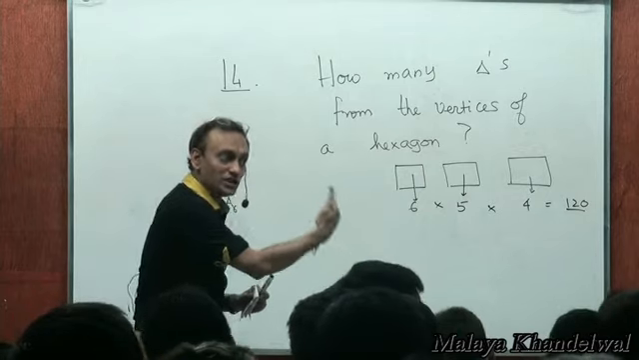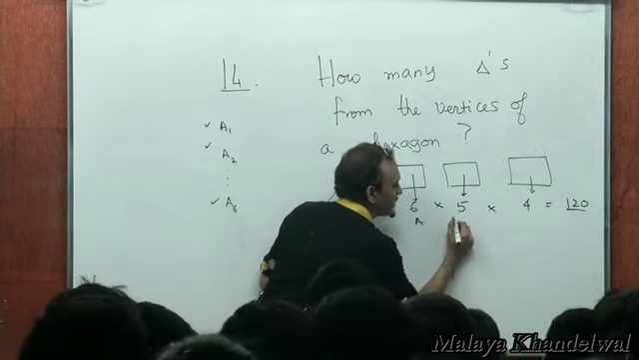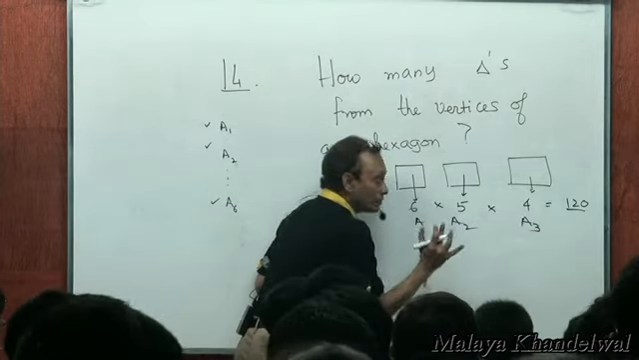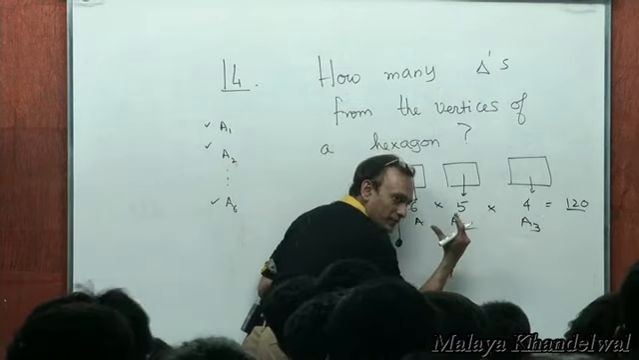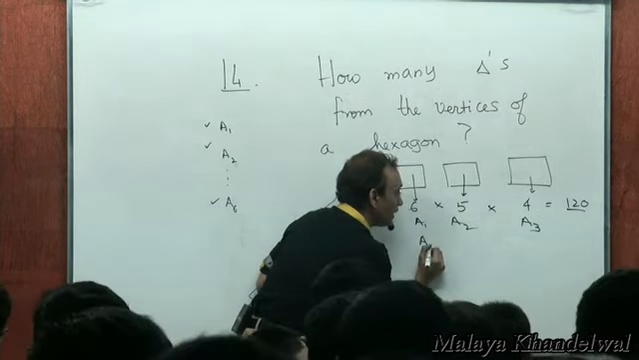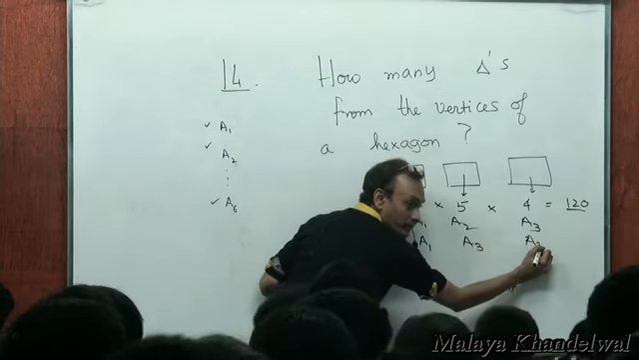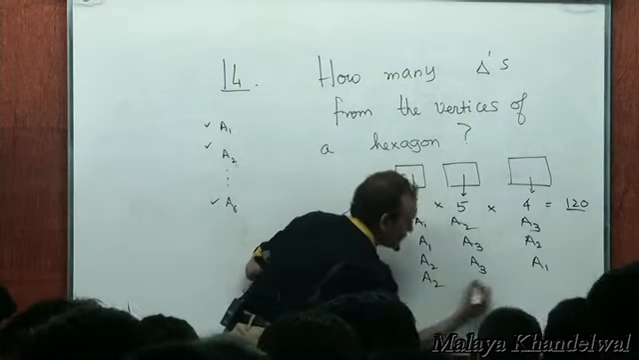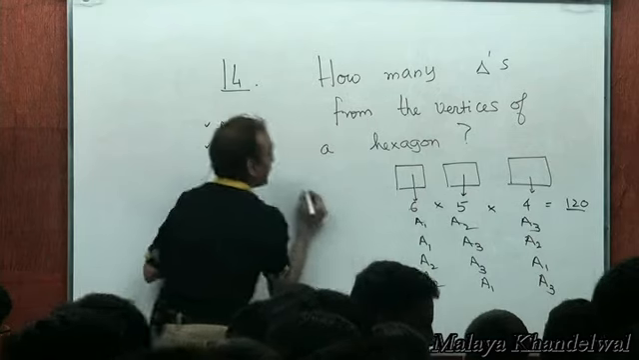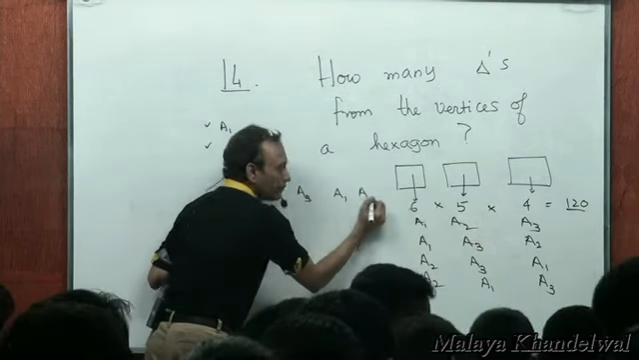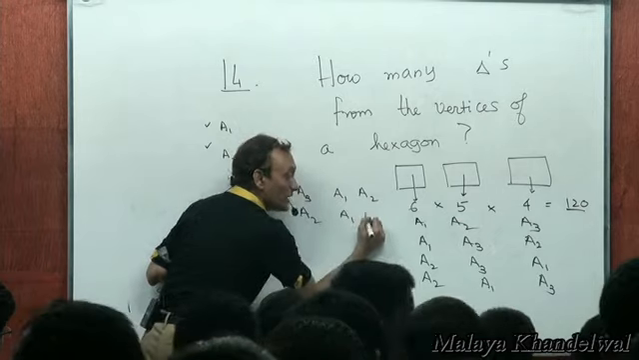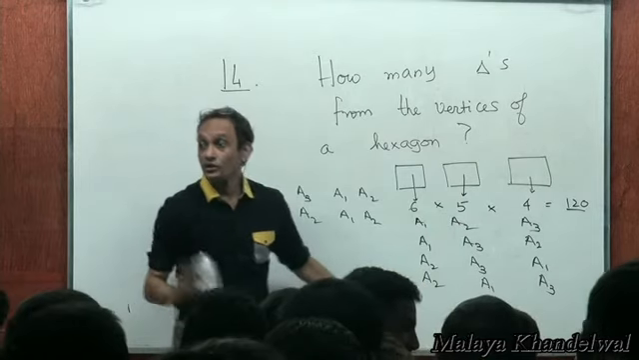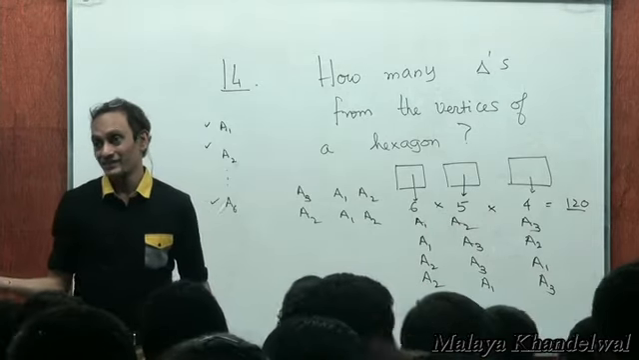In this count of 120, suppose a triangle A1, A2, A3 is there. If A1, A2, A3 has been obtained, then A1, A3, A2 has also been obtained. Then A2, A3, A1 has also been obtained. A2, A1, A3 has also been obtained. A3, A1, A2 has also been obtained. A3, A2, A1 has also been obtained. Yes or no? But do they represent different triangles? They represent the same triangle.